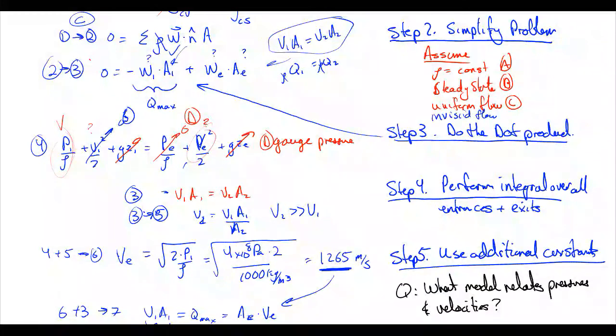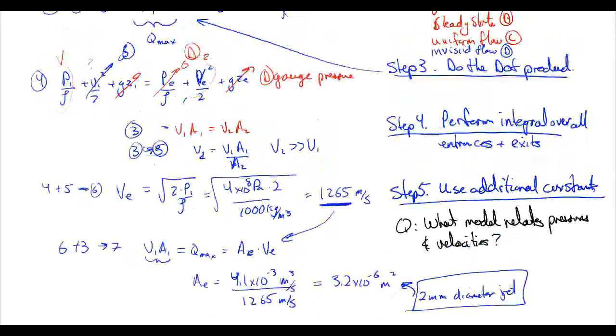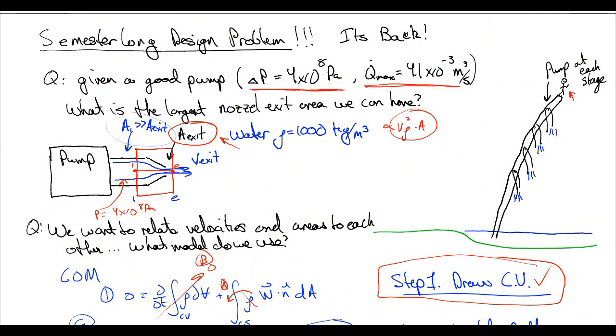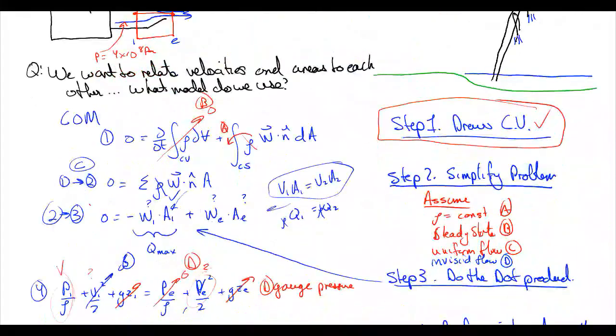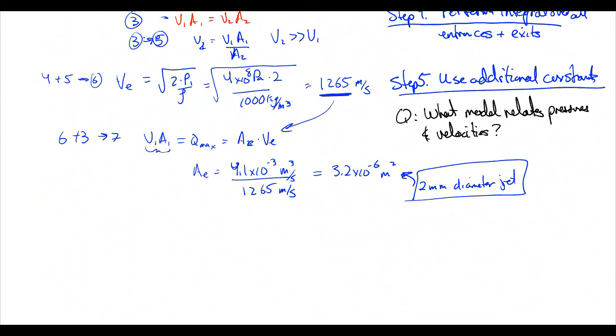D. Cool. So, yeah, we found out with a good pump that we found, which was a delta P of 4 times 10 to the 8th pascals at a Q dot max of 4.1 times 10 to the negative third meter cubed per second gives us a 2 millimeter diameter jet, or a 2 millimeter diameter exit hole.